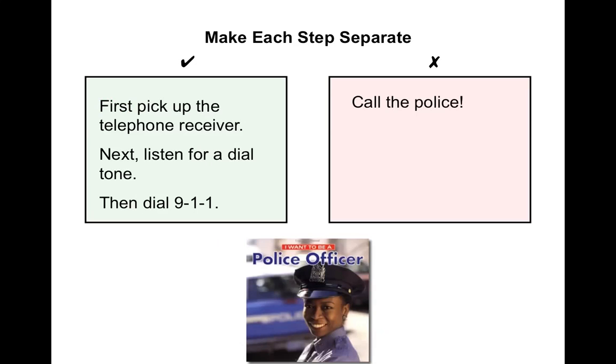Make each step separate. Obviously, this one is intended for a lay audience. Just saying call the police is not going to be very helpful, especially if you're talking to perhaps an audience of international people and the sign is being posted in a hotel, for example. Instead, it makes more sense to say, first pick up the telephone receiver, next listen for a dial tone, then dial 911. Those are the actual steps that are involved in calling the police. And again, this will be different depending on the level of technicality of your reader.